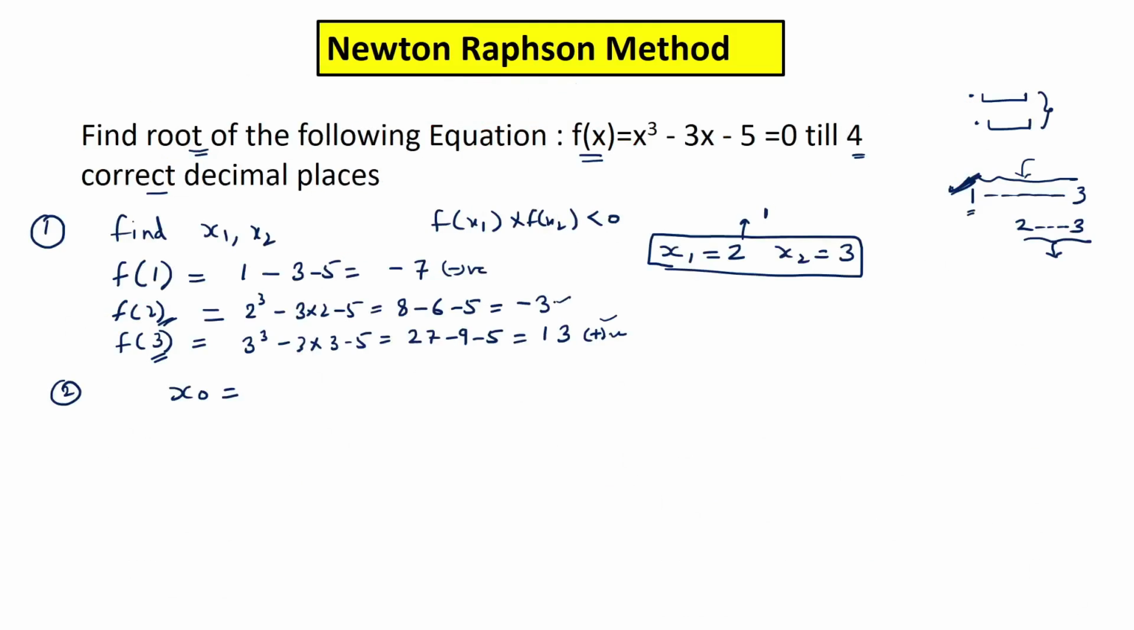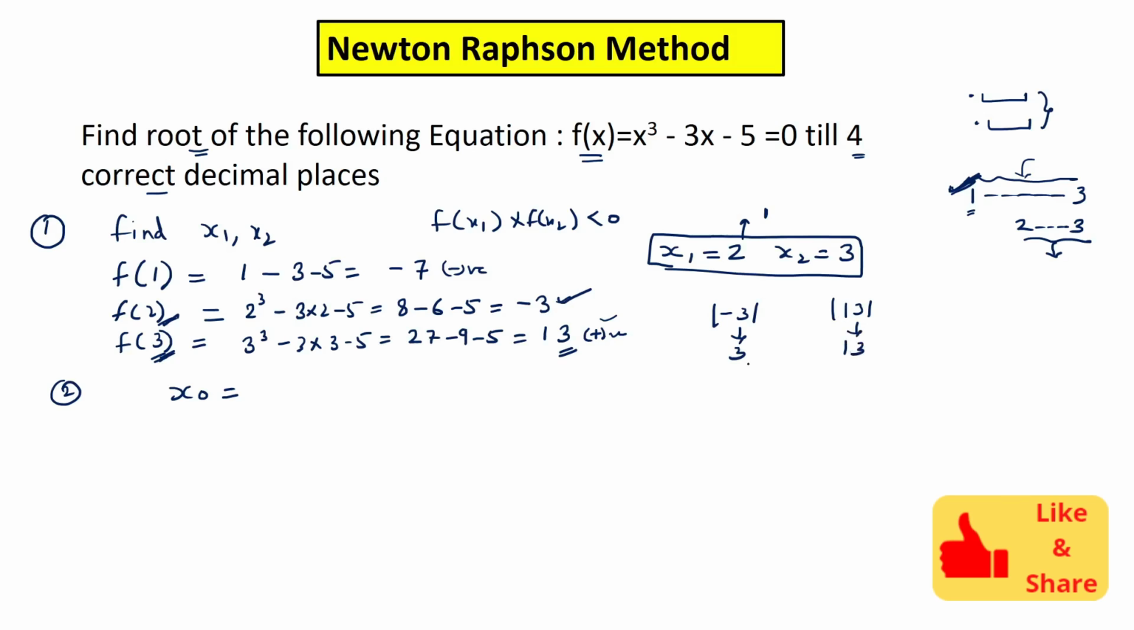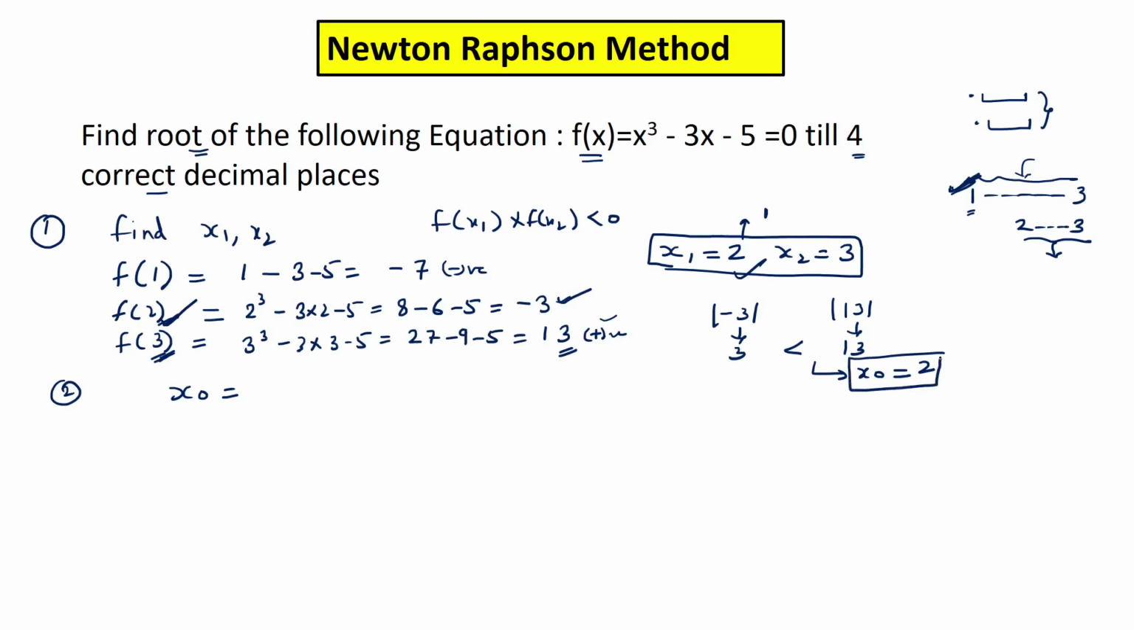So here for f of x1, that is f of 2, we have minus 3. The absolute value of minus 3 will be 3, and the absolute value of this 13, corresponding to this 3, will be 13. We can see this 3 is lesser than 13. That means x0 will be initialized via x1. And what is this x1? This is 2. So x0 will be 2.